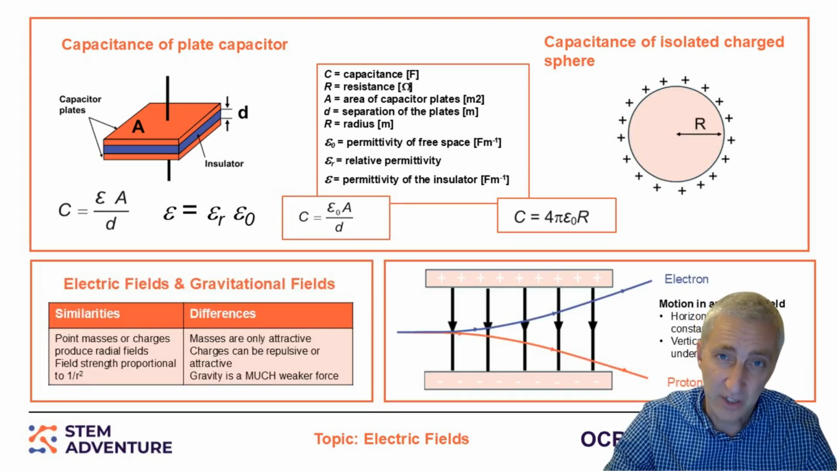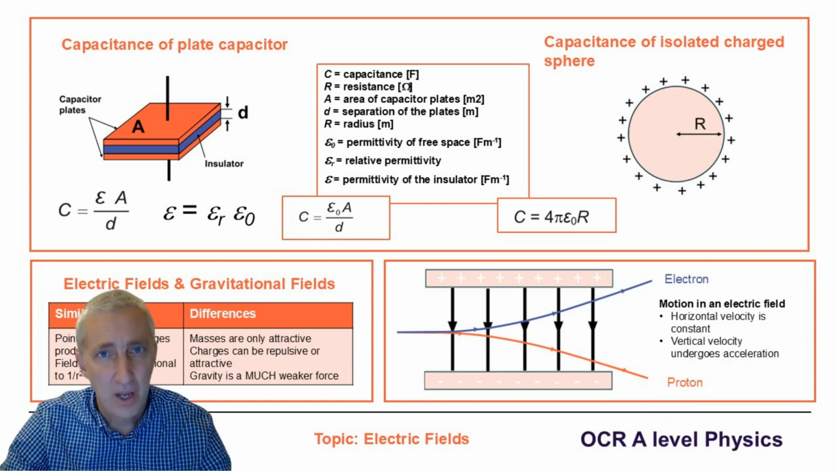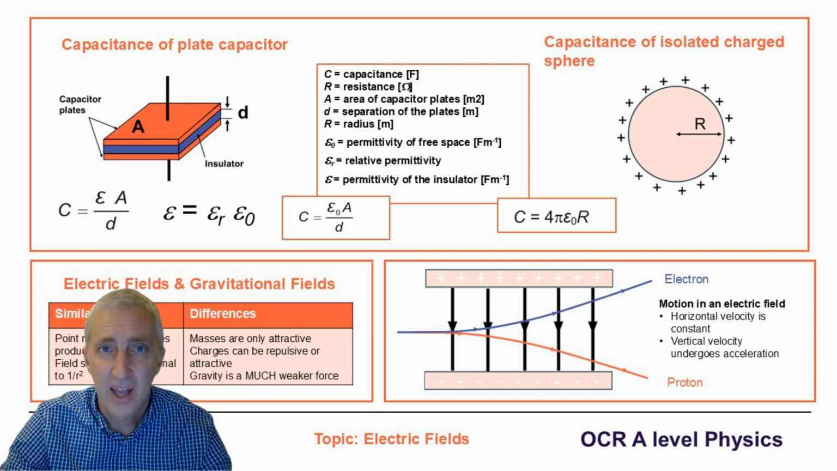Electric fields and gravitational fields share some properties, for example, a field strength that is proportional to 1 over r squared. However, some properties are different, like the fact that gravity is only attractive. When a charged particle moves through an electric field, it will be deflected. Its motion is similar to that of projectile motion of a mass through a gravitational field.